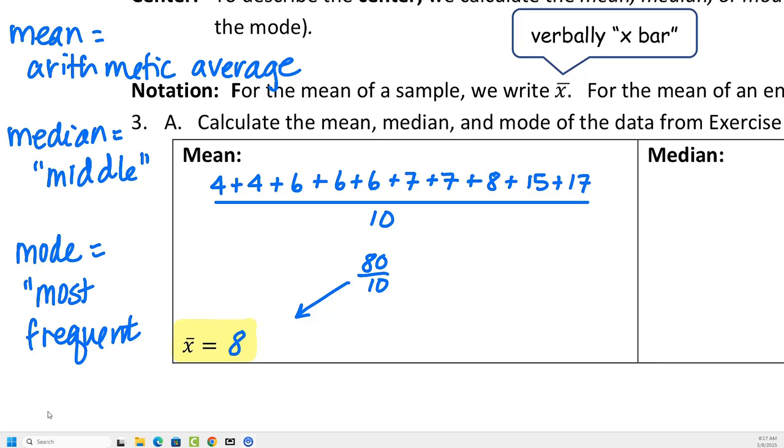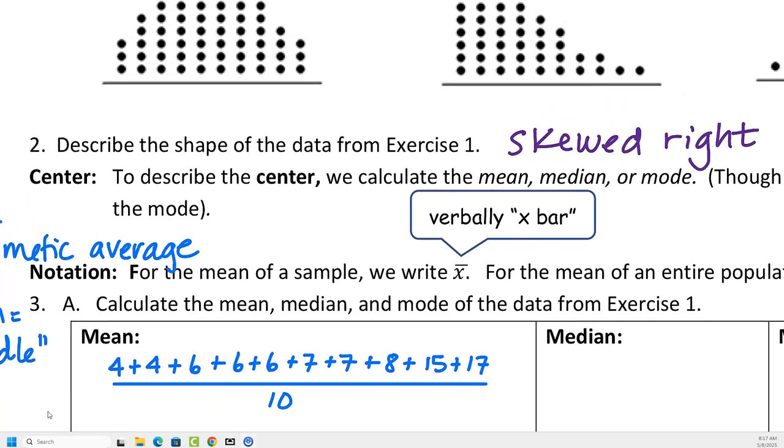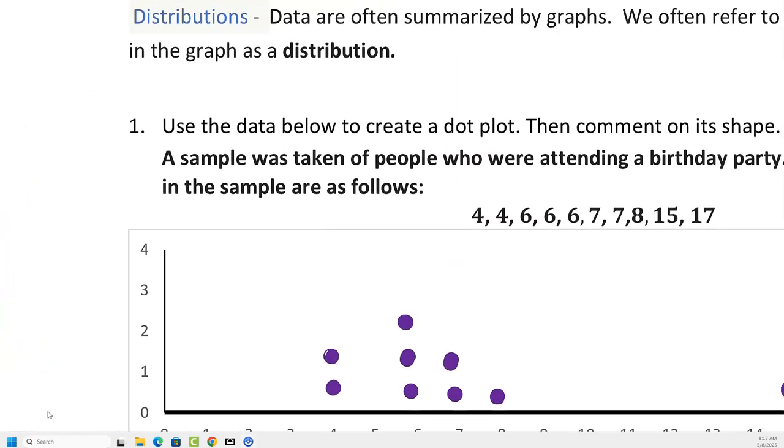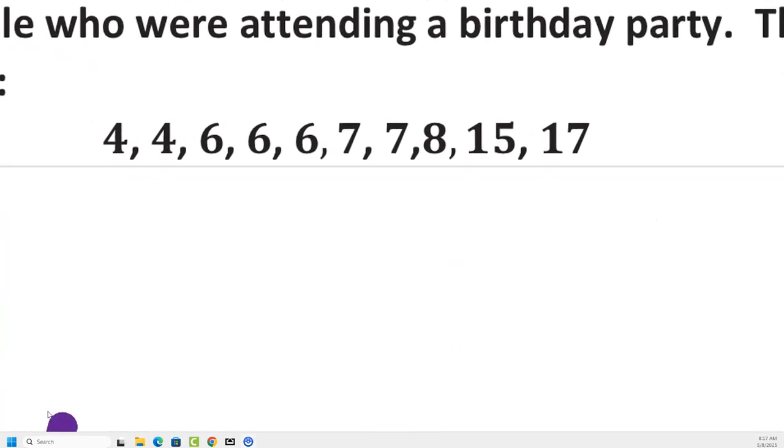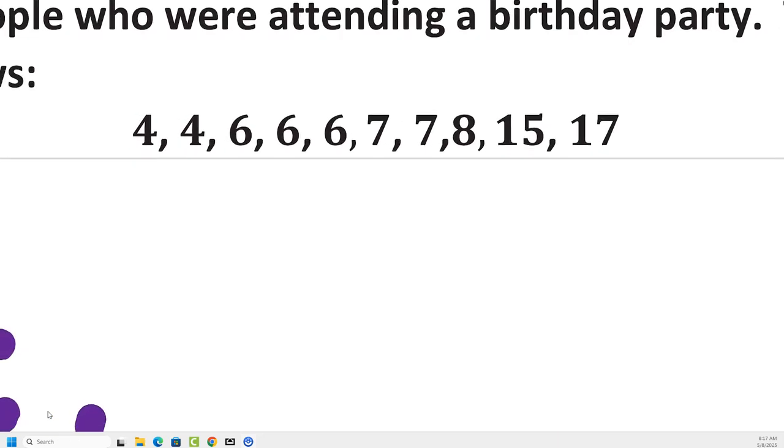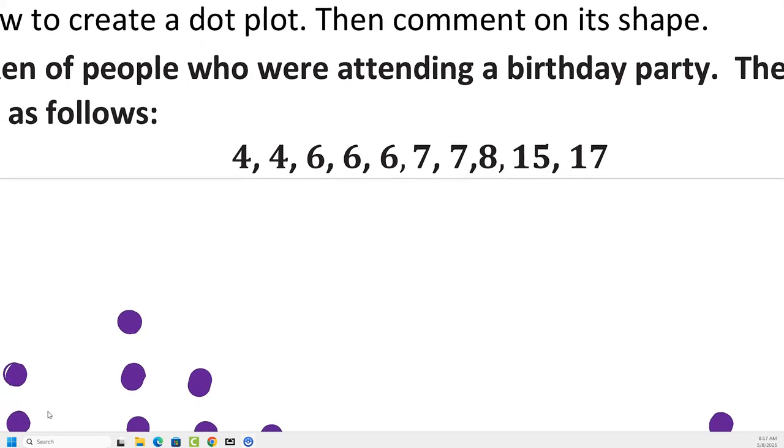Let's take a look here. Median, I'm actually going to do the work for the median back up here where we have the list of numbers. If we have 10 pieces of data, right?